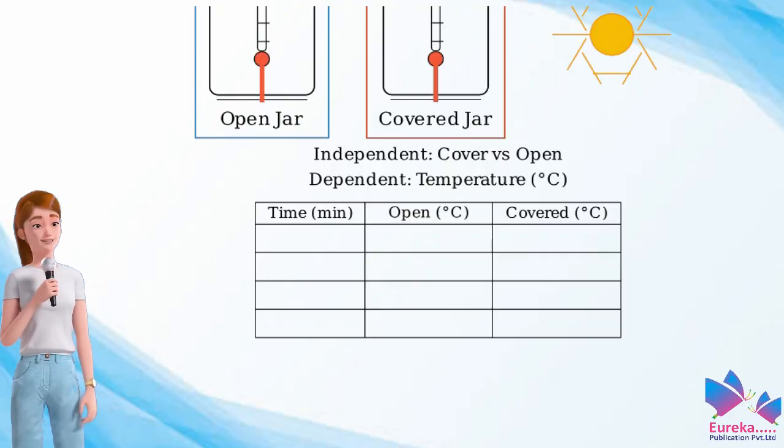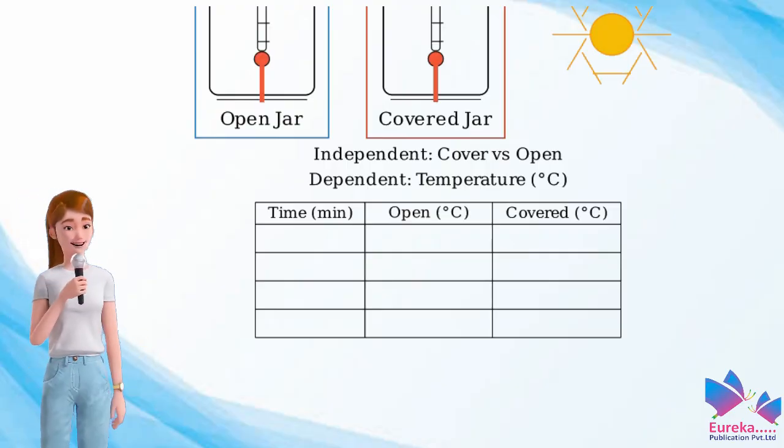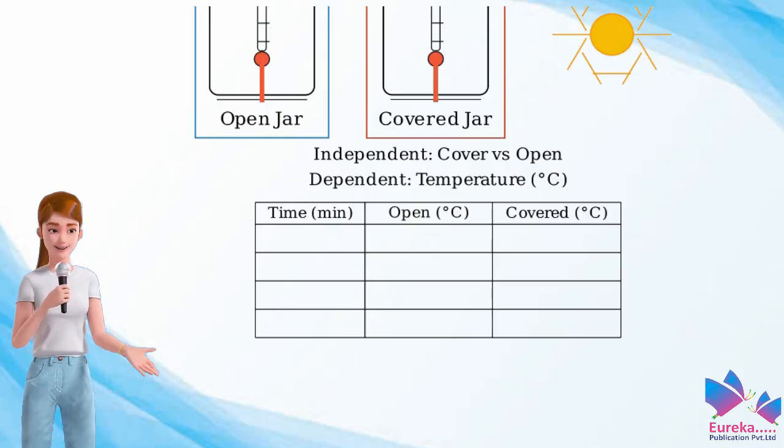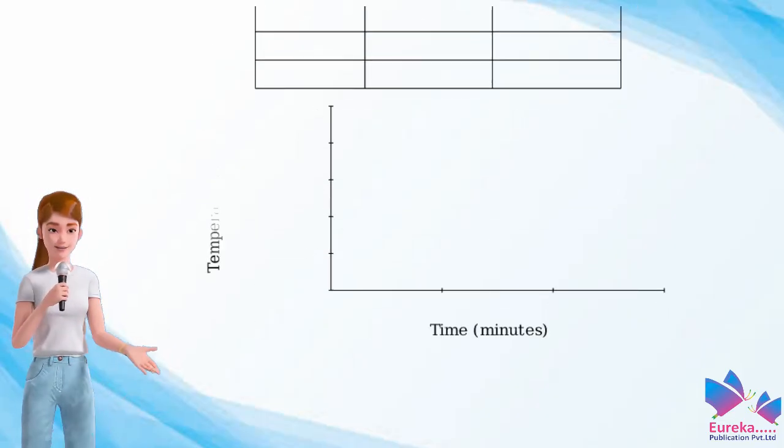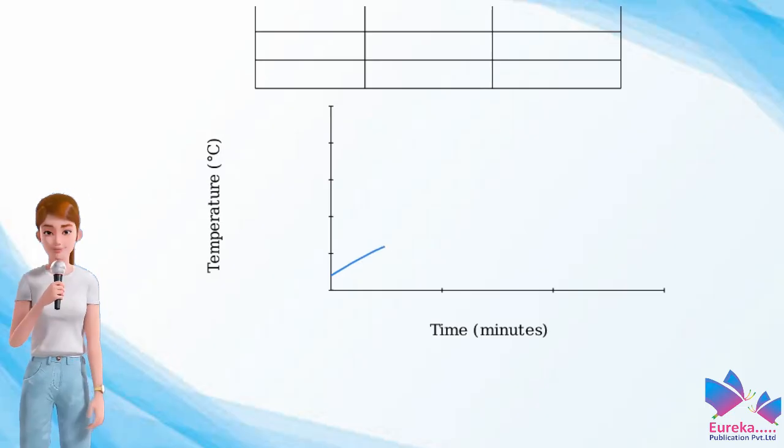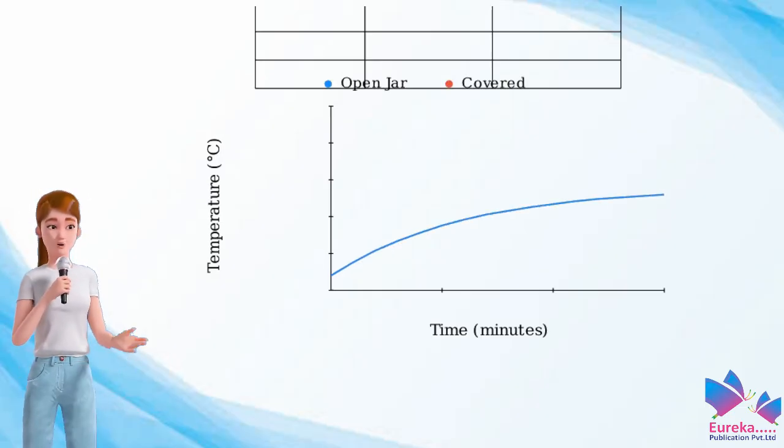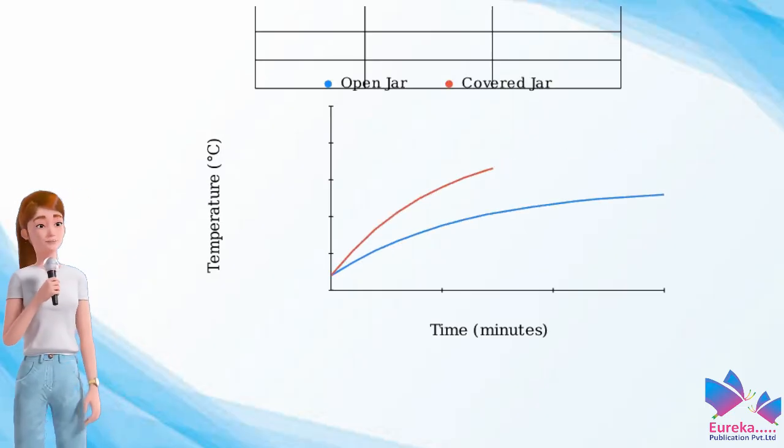To see the full pattern, we graph temperature versus time for both jars. The blue line is the open jar. The red line is the covered jar. By minute 15, the covered jar shows the higher temperature.